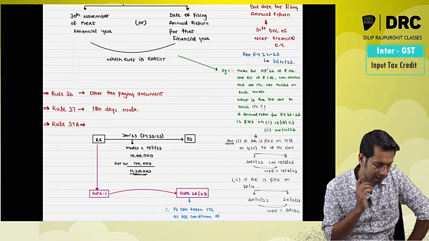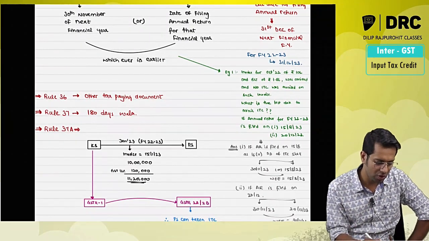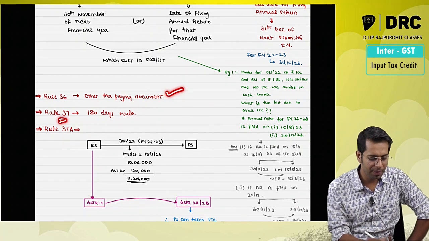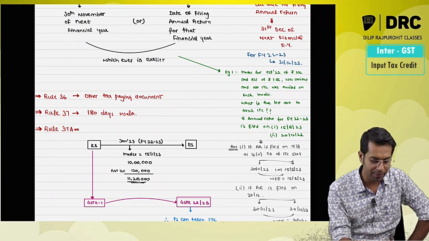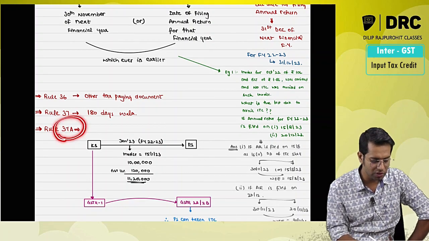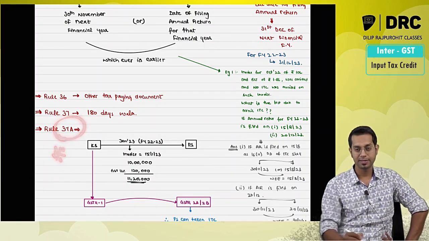Now rule number 36 talks about other documents based on which you can take input tax credit. Rule number 37 is that 180 days rule, which we have also understood. Now a new rule they have added, a beautiful rule. This is also a small amendment.